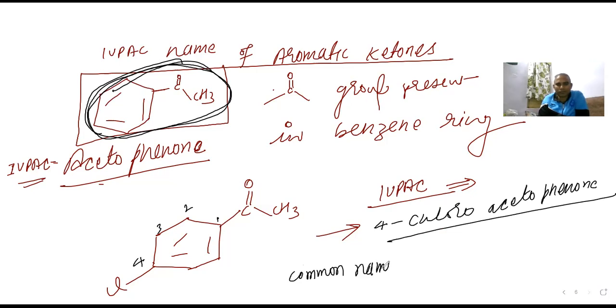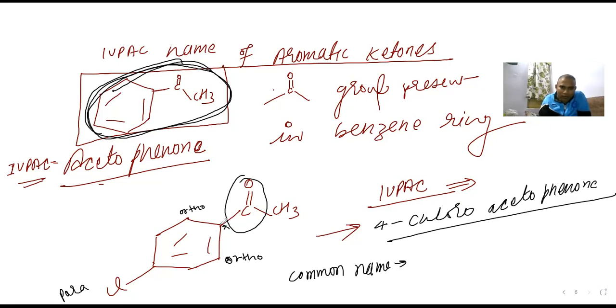Sir, the common name is metachloro. No. See, this is the functional group. So the closest position is ortho, because this is the functional group, so that is the nearer carbon. This one is also ortho. The opposite one is para.